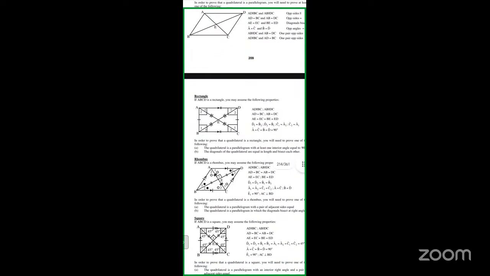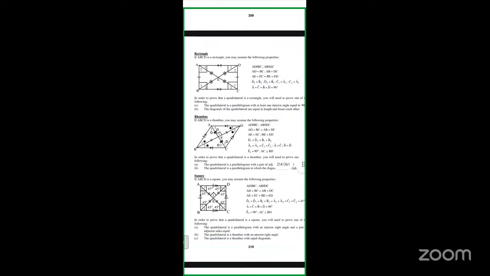Same applies with the rectangles. You need to know the properties of the rectangle: the opposite sides of a rectangle are equal and parallel, and the angles of a rectangle are always 90 degrees. That's all. Same applies with the rhombus. You need to know those properties of the rhombus, the square, the trapezium, and the kite.